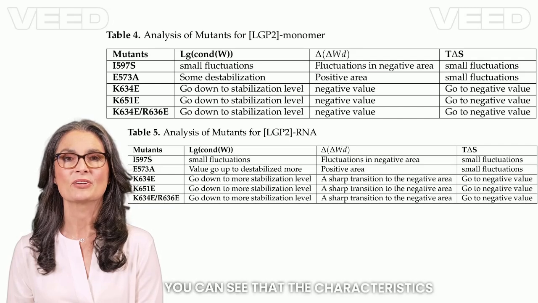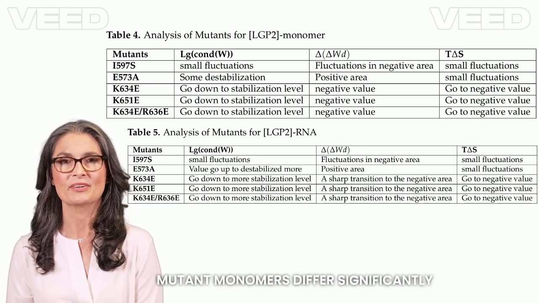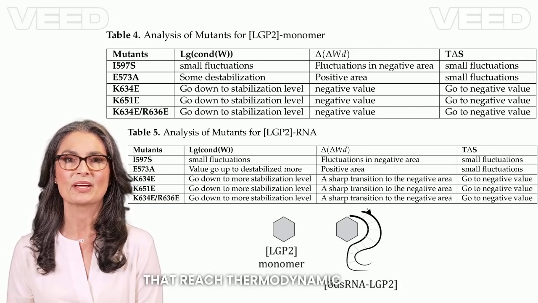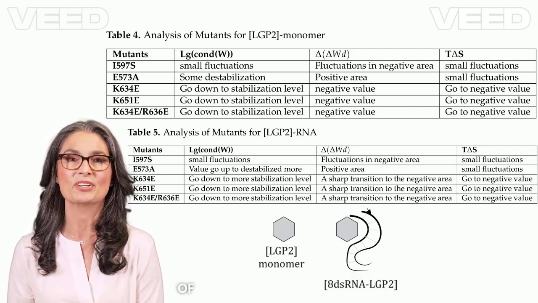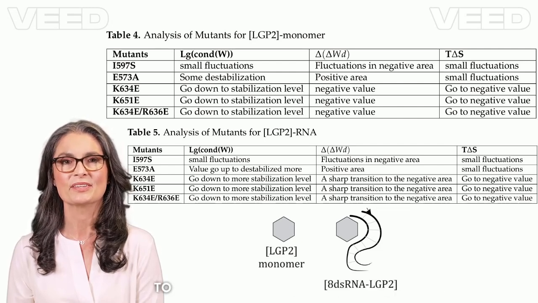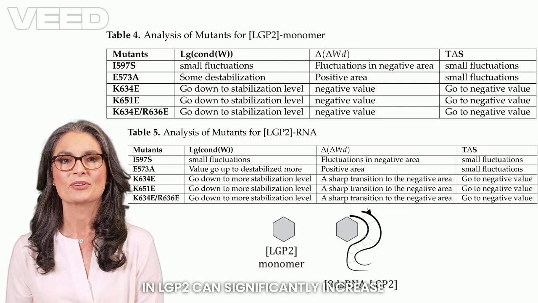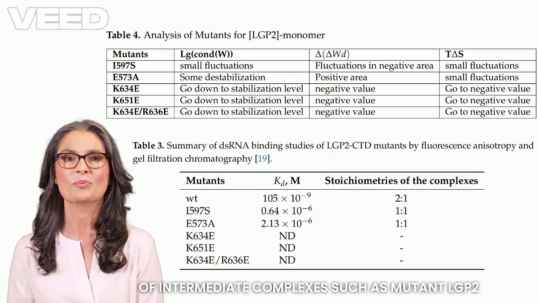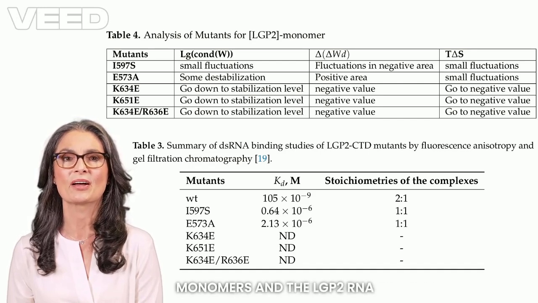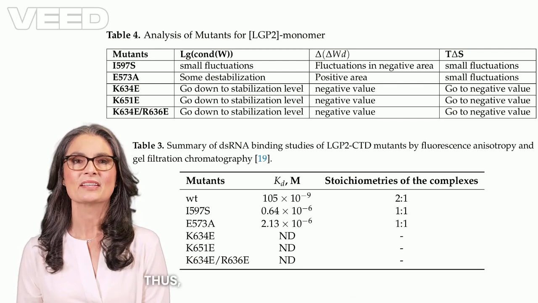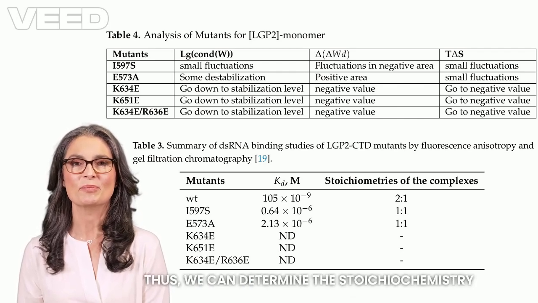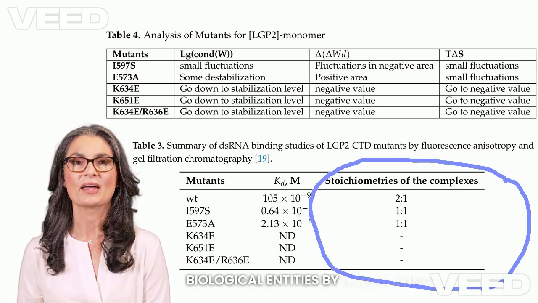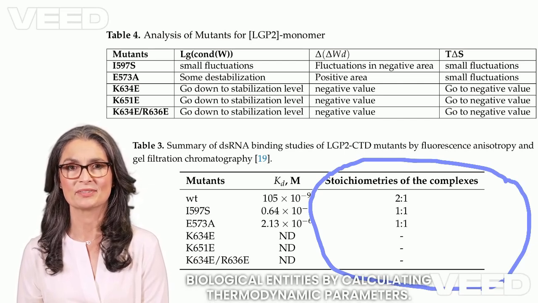You can see that the characteristics of mutant monomers differ significantly for those formations that reach thermodynamic equilibrium before the formation of the trimeric complex, with a large number of transitions and barriers. To summarize, it was found that mutations in LGP2 can significantly increase the stability of intermediate complexes, such as mutant LGP2 monomers and the LGP2 RNA complex. Thus, we can determine the stoichiometry of biological entities by calculating thermodynamic parameters.